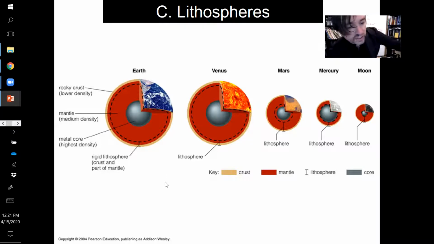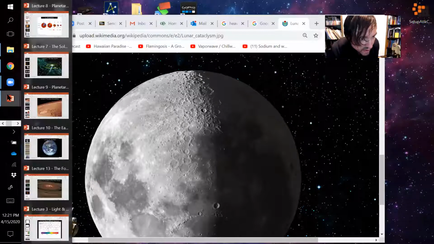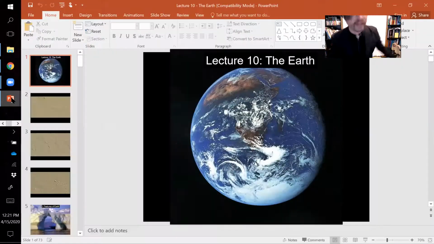Let me show you another picture, a picture that I think is kind of interesting. I'm going to show you a grayscale map of several planets in our inner solar system. And I need this slideshow here.